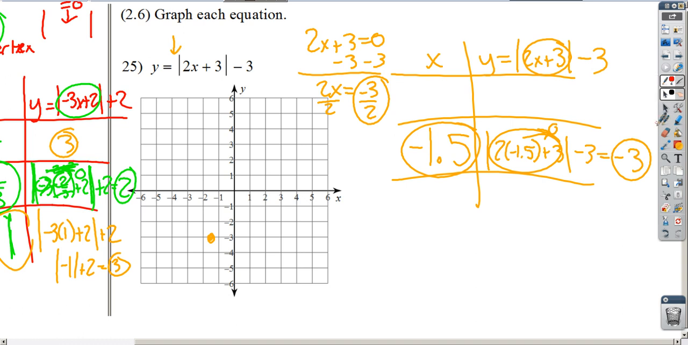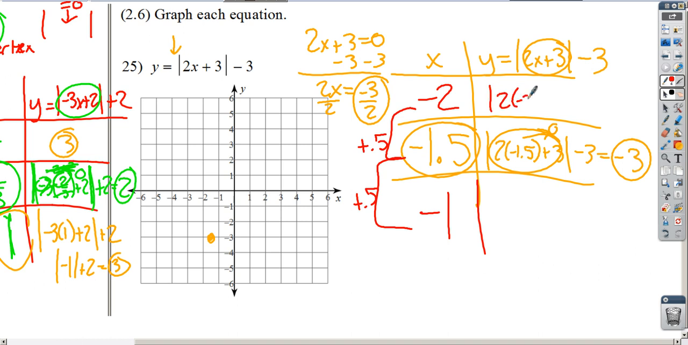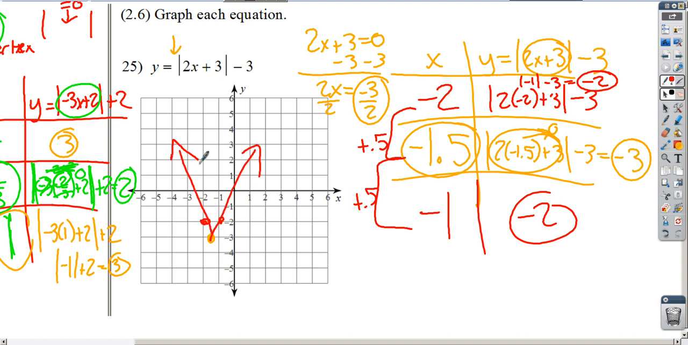And then let's pick a number bigger and smaller. So smaller than -1.5 would be -2. Bigger would be -1. Notice that I went the same distance. I went up 0.5 each time. That's important in order to get the symmetrical y value showing up. So let's plug these numbers in right here and see what we end up with. 2 times -2 is -4. -4 plus 3 is -1. So that's the absolute value of -1 minus 3. Absolute value of -1 is 1, and 1 minus 3 is -2. So that means this is also -2. So -2 is right here, and -1, -2 is right here. And there's our graph. We said it should point up, and it does.